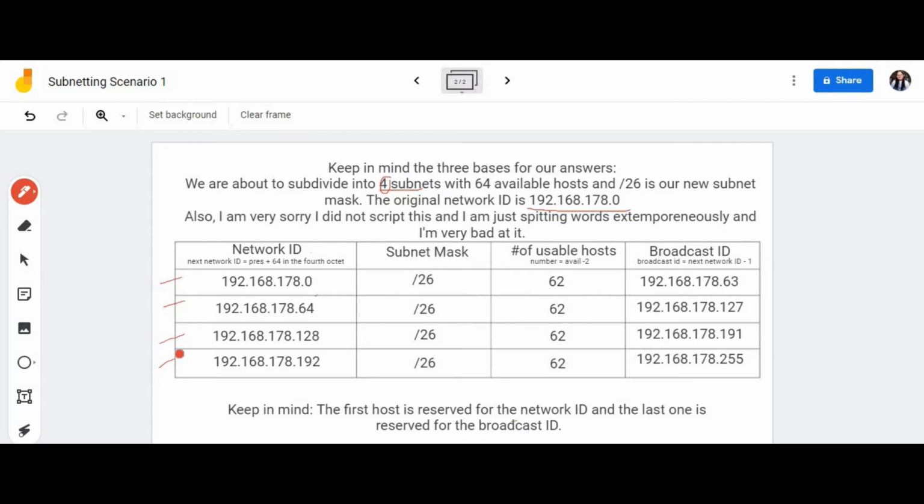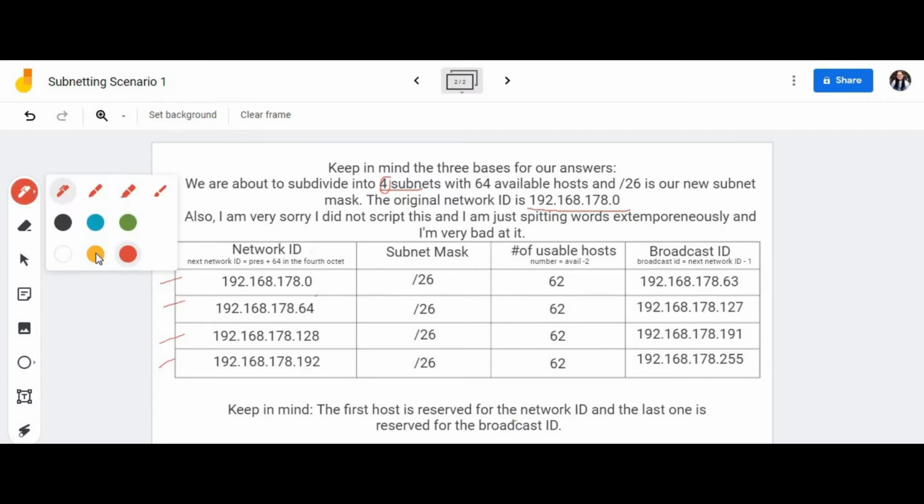So now, let's also keep in mind that our original network ID is 192.168.178.0, and we will subdivide it into 4 households. And then the network IDs and the corresponding broadcast IDs will also be 4. That's why we have 4 columns here. And then the number of usable hosts, which we will get from our number of available hosts, and then the new subnet mask, which is /26, that's why it's already here.